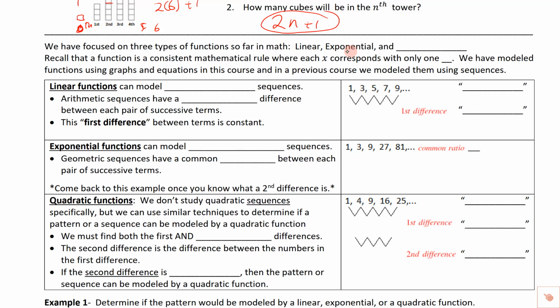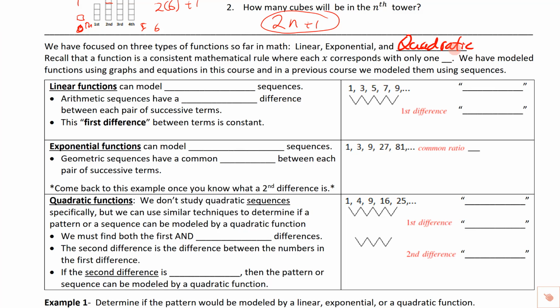We've talked about linear and exponential, and we've also talked about quadratic. Quadratics are a big... gosh, that's horrible writing. So we'll write it like this, make it a little bit better: quadratic. So we've talked about quadratics.